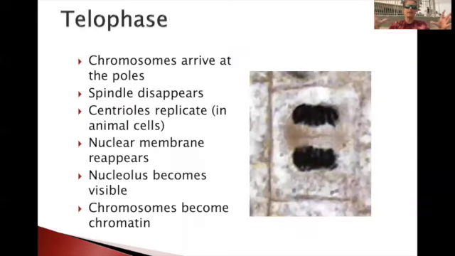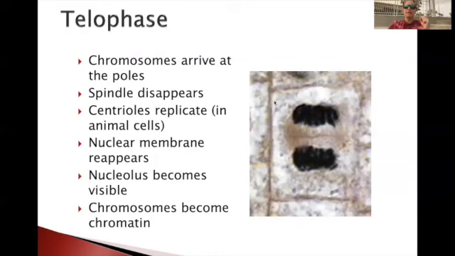At telophase, now our chromosomes have reached the poles. They're going to start to look like nuclei again. The nuclear membrane starts to reform. The spindle disappears. The nucleolus might become visible, and the chromosomes reform into chromatin. They start getting tightly wound. It looks like a figure 8 when you look at the cell.